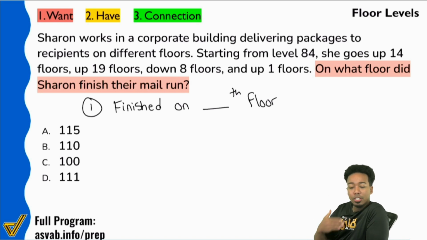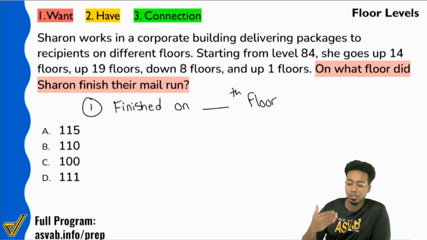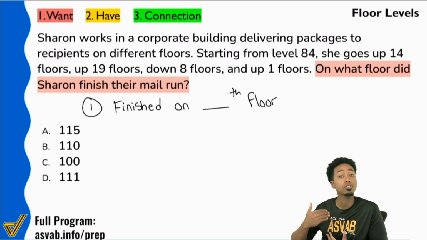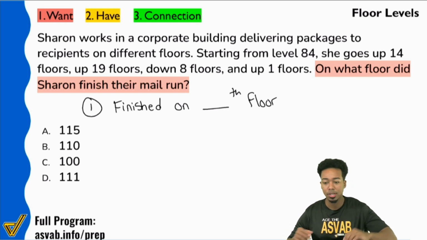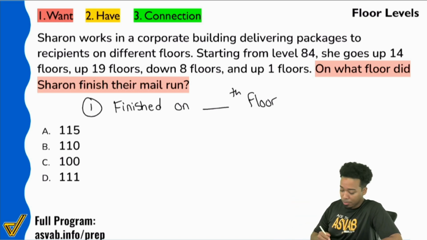Right? Get yourself into the story. Get yourself into the story. That's the most important thing about word problems, guys, because if you understand the story, you understand the math. It's a lot easier to build those connections. So, with that, that's number one. We finished on the blank floor.